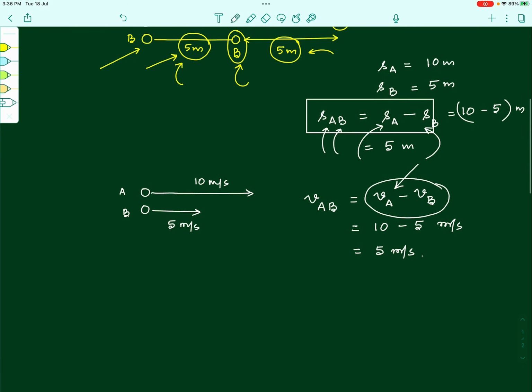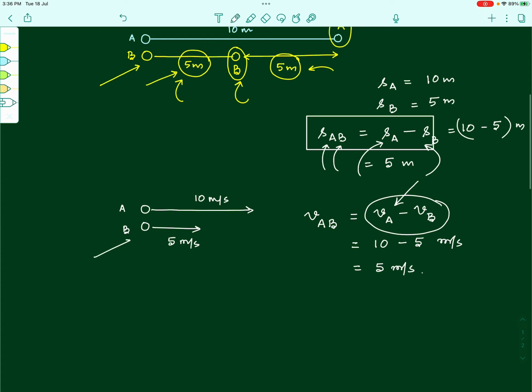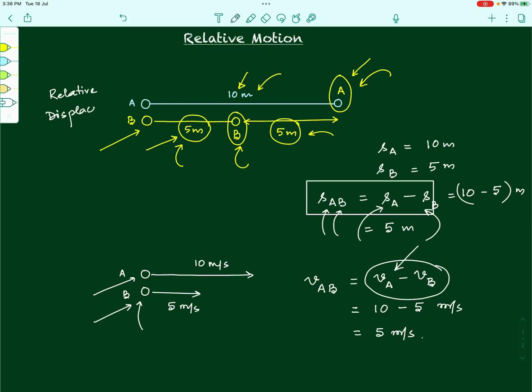So here also understand this important aspect, that when B observes A, B will consider himself to be at rest. The car B will consider itself to be at rest and then will measure the speed of A. So it will come out to be 10 minus 5. Okay. So this is a basic aspect of relative motion. Here we have discussed relative displacement, and here we have considered relative velocity.